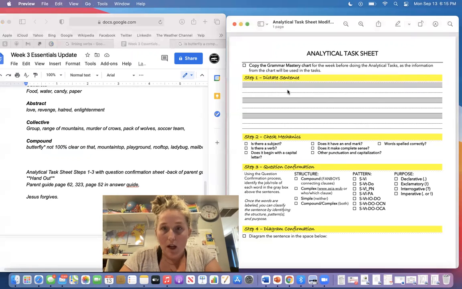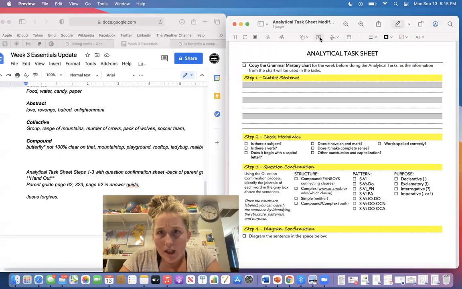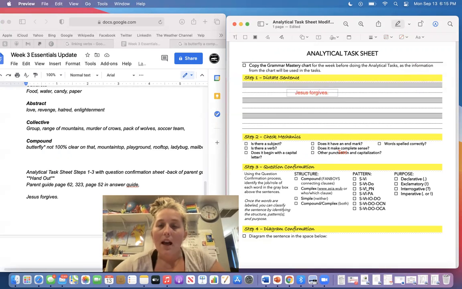So right over here, I would be adding in a little thing, a text box. I'm just going to write this here. Oops, isn't going to let me do it? Oh, here it is. I'll move it over here. So we would write it in, Jesus forgives. Then once you've done that, if they write it with a capital letter, that's fine. If they don't, it'll be a question that we can ask to make sure that they've got all the parts of a sentence. And that's step 2.